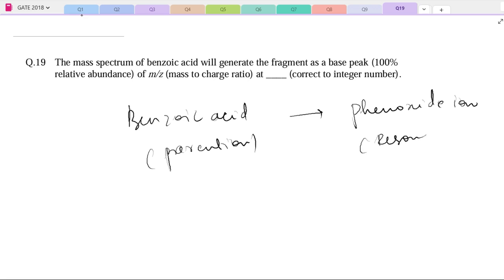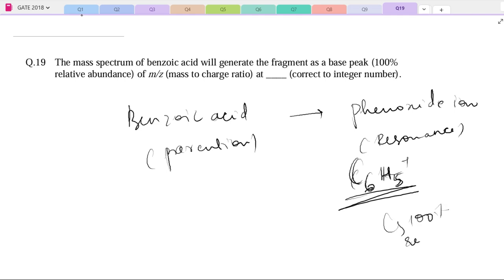So the phenoxide ion has the formula C6H5 plus. Being resonance stabilized, this will be the fragment with the base peak, that is, it will have 100% relative abundance. By relative abundance, I mean that compared to the other fragmented ions or product ions, this one will have the maximum intensity, and hence its abundance is regarded as 100%, and all the other peaks are compared with respect to this. That's how a mass spectrum works.